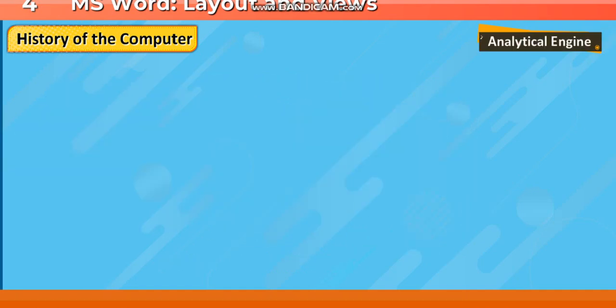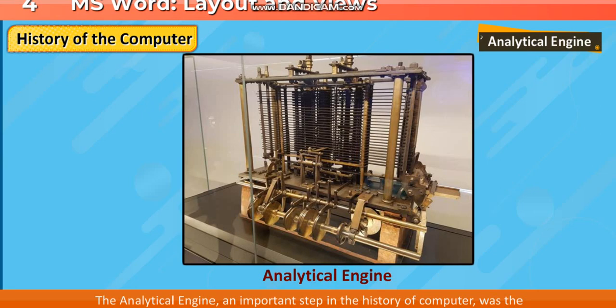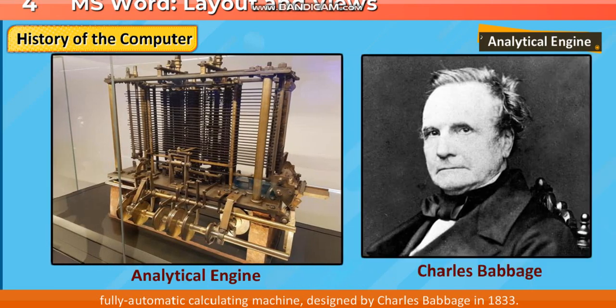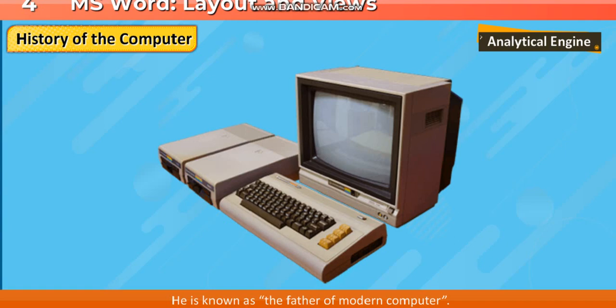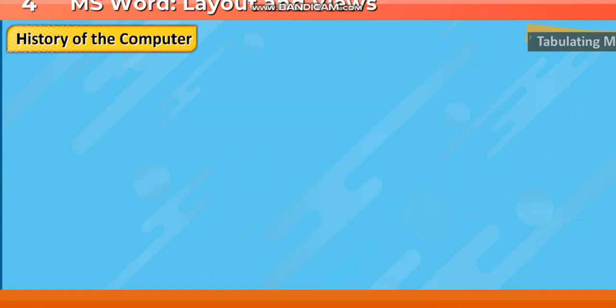Analytical Engine. The analytical engine, an important step in the history of computers, was the fully automatic calculating machine designed by Charles Babbage in 1833. He is known as the father of the modern computer. This machine was designed to perform complex mathematical calculations.